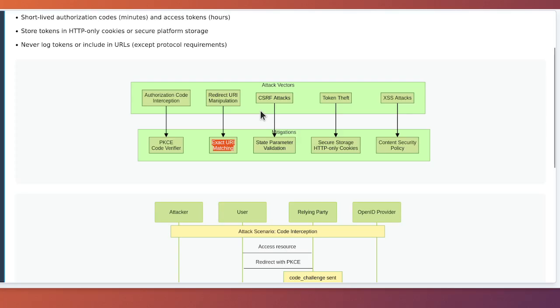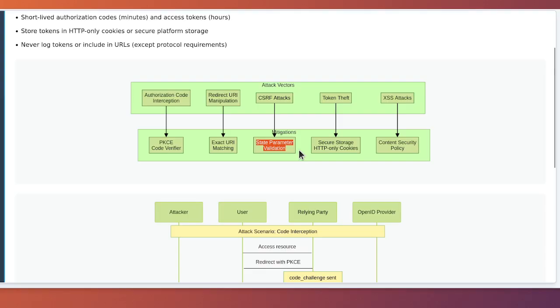The state parameter provides additional protection by binding the authentication request to the response, preventing attackers from substituting their own responses. Cross-site request forgery attacks against the redirect URI can trick users into completing an authentication flow initiated by an attacker, potentially linking the victim's account to the attacker's identity or causing other malicious outcomes. The state parameter is specifically designed to prevent this attack.